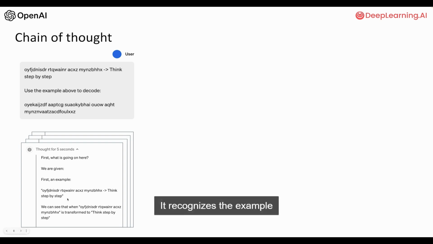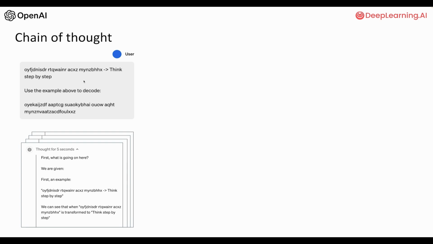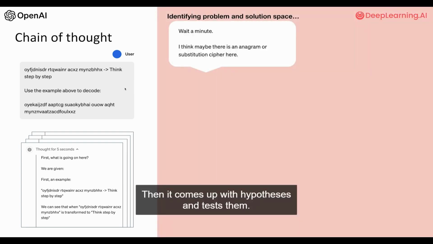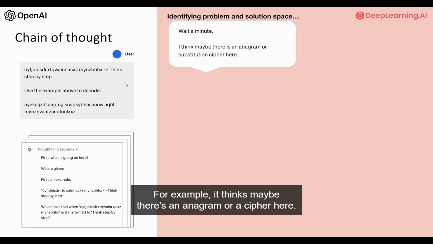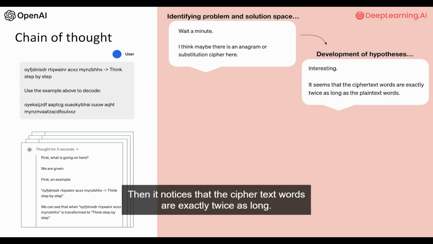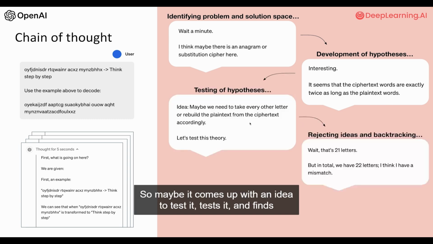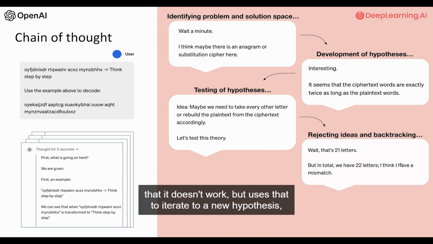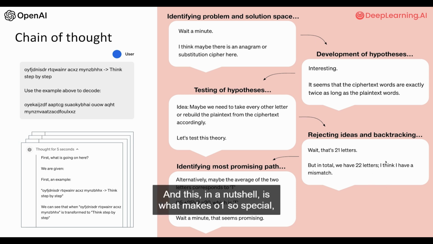It recognizes the example and then understands the transformation that took place here. Then it comes up with hypotheses and tests them. For example, it thinks maybe there's an anagram or cipher here. Then it notices that the ciphertext words are exactly twice as long, so maybe then comes up with an idea to test. It tests it and finds that it doesn't work, but uses that to iterate to a new hypothesis, which gets it to the right place. And this, in a nutshell, is what makes O1 so special.